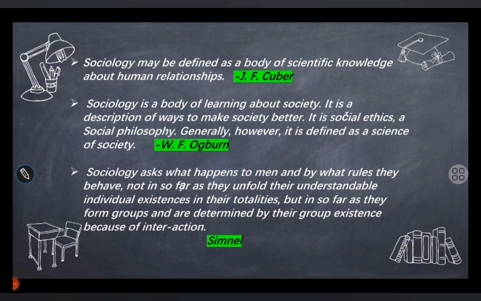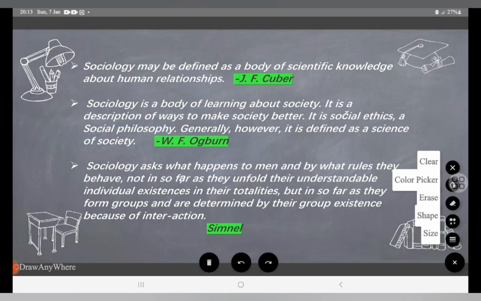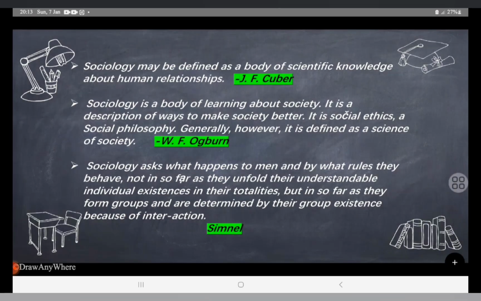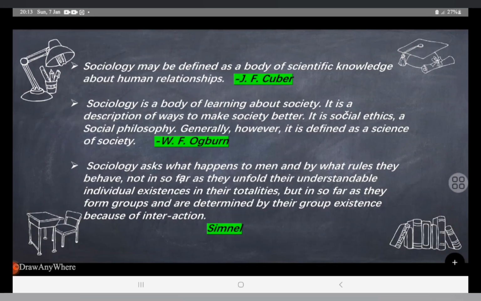After that, W.F. Ogburn gives a very good definition of sociology. That is, sociology is a body of learning about society. It is a description of ways to make society better. It is a social ethics, a social philosophy. Generally, however, it is defined as science of society.